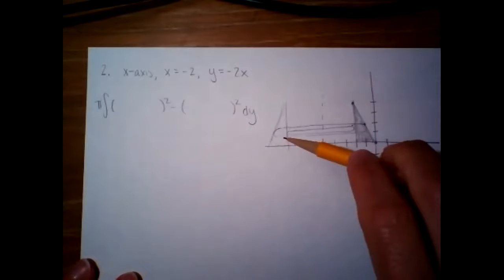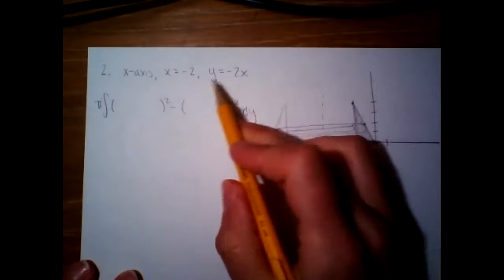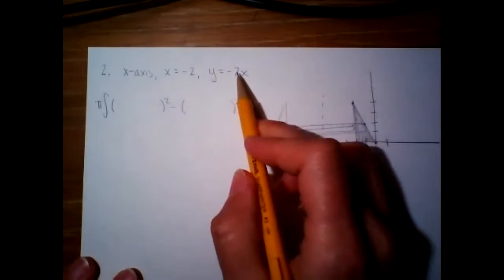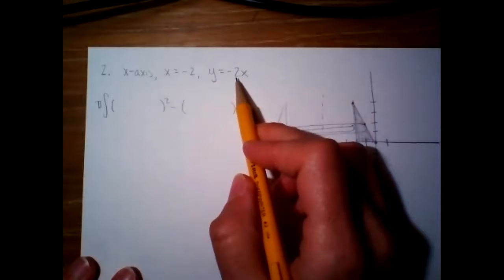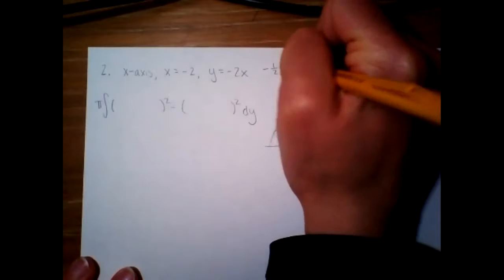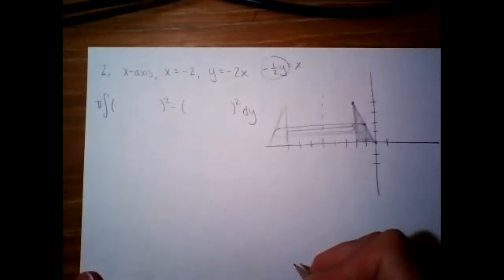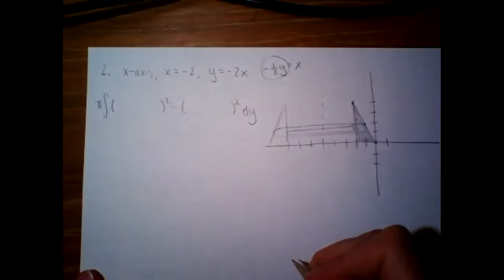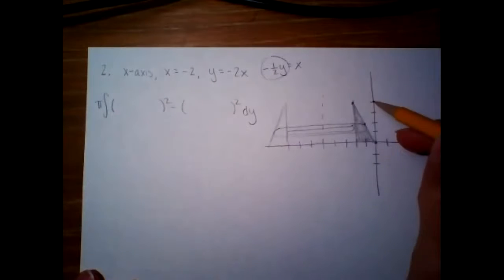And so as soon as you realize it's dy, you have to go back and rearrange this equation. So we're going to divide over the -2. So you can write it as y over -2 or -1/2 y. But you have to get x by itself. You have to rearrange the equation. And we're going to use our y values for our boundaries. So it's going to go from 0 to 4.